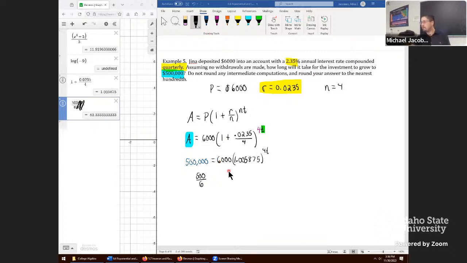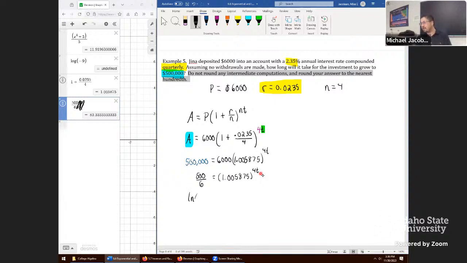Then back over here, this is now just the 1.005875 to the power of 4 times t. We're looking for the time in years to get to that 500,000. So the next thing we need to do is that variable t, it's in the exponent position. It can't be there. We have to free it up. This is where we use logarithms, and the natural log is a good choice.